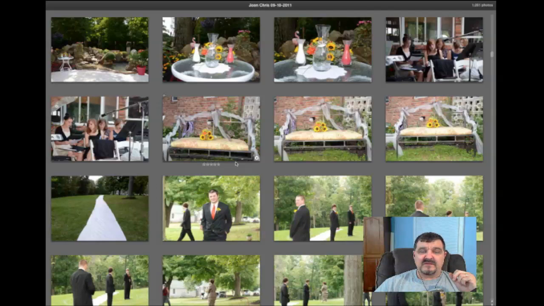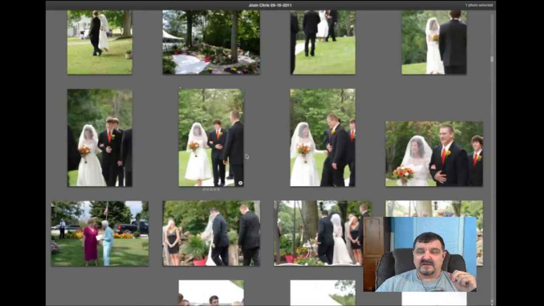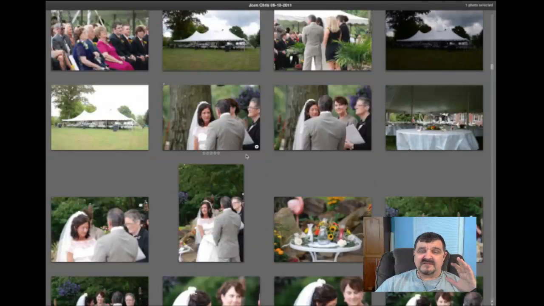Then as we go down through, we just start capturing some candid stuff outside. People waiting. These are all the groomsmen that were walking her up. Normally it's the father that walks the bride up to be given away, but she had all of her nephews walk her up. It was very nice. So that's the background of the wedding.